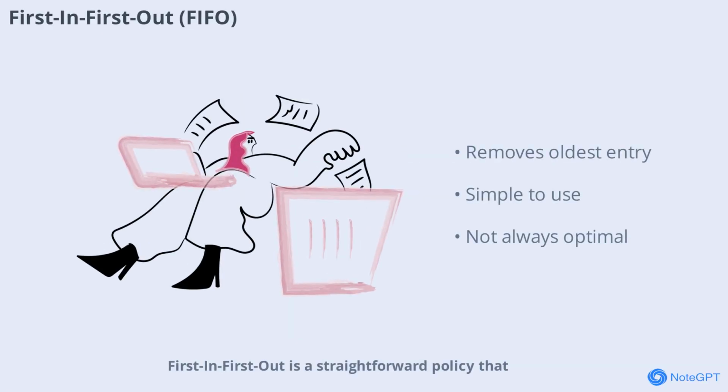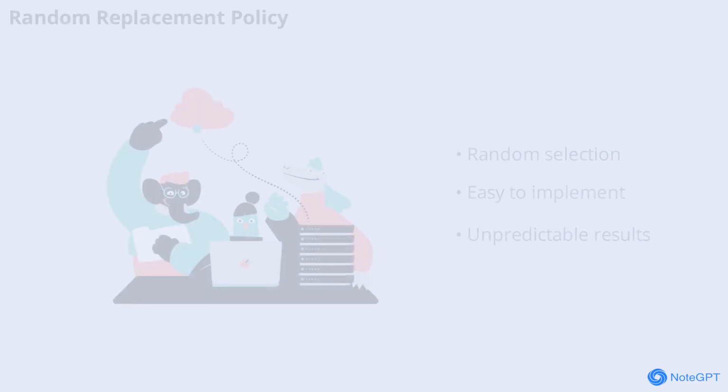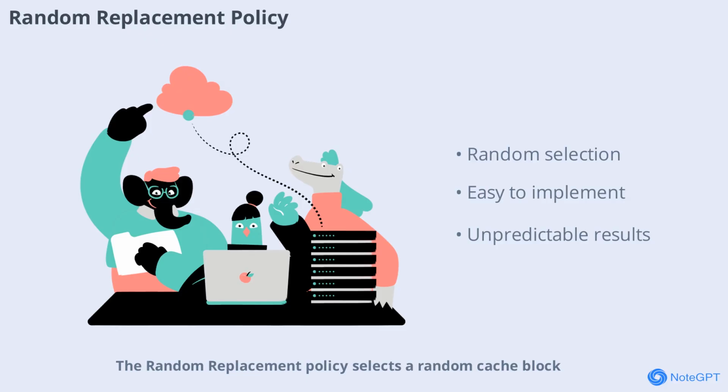First in first out is a straightforward policy that removes the oldest data in the cache, regardless of how often it's used. While simple to implement, FIFO doesn't always provide the best performance since it might evict data that's still needed by the processor. The random replacement policy selects a random cache block to replace when new data needs to be loaded. While this method is easy to implement, it can lead to unpredictable performance. It's rarely used in practice but can be useful in certain specialized systems.